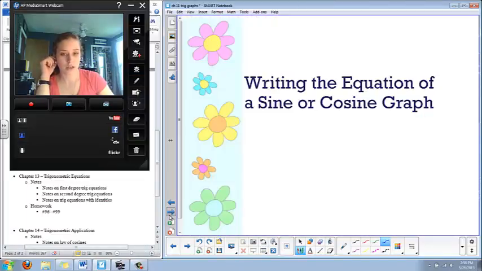I think that the next thing that we're going to do tomorrow is writing the equation of a sine or cosine graph. So that's when they give you some information about amplitude, frequency, and all that kind of stuff, and you have to use it and put it into an equation. It's really not that hard.